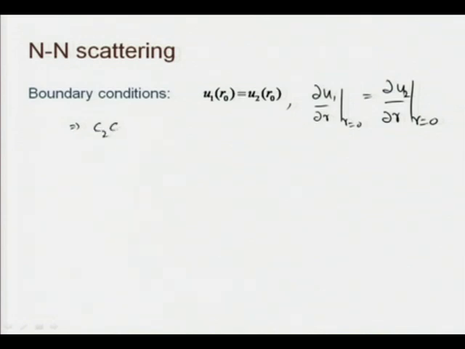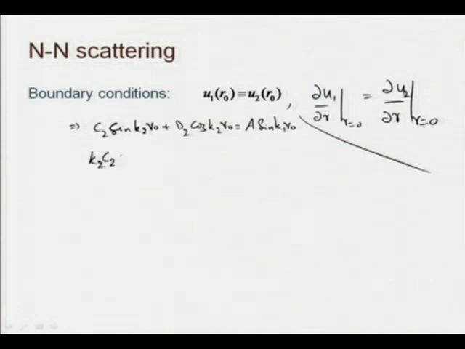C2 sin k2 r0 plus d2 cos k2 r0 equal to, now we have only one term, which is a sin k1 r0. And this is from equating u1 and u2 at r equal to r0, and when we take the derivative, that will bring out k2 here, and then c2 sin will give you cos after differentiating. So, k2 c2 cos k2 r0 minus k2 d2 sin k2 r0. And this should be equal to k1 a cos k1 r0. So, these are the two boundary conditions.